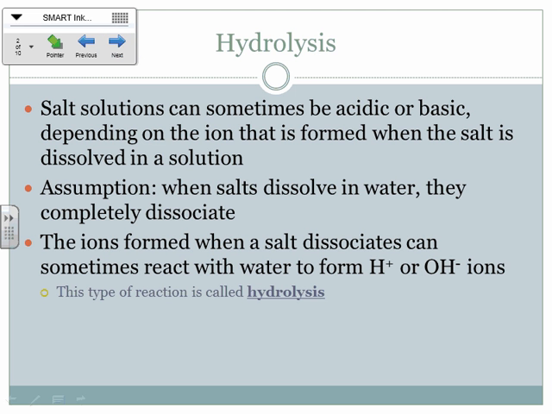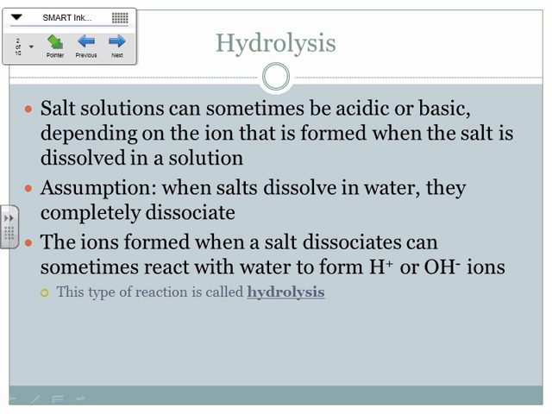So basically, what we're talking about here is that when you put a salt solution into water, it can be an acid or it can be a base, depending on how it dissociates. You have to remember that when you put a salt into water, it is going to dissociate. That's an ionic compound. Typically, ionic compounds dissociate unless they are insoluble in water. So we're going to talk mainly about the ones that are soluble in water. And the assumption that we're making here again is that when the salts do dissolve, they completely dissociate, because ionic compounds do that.